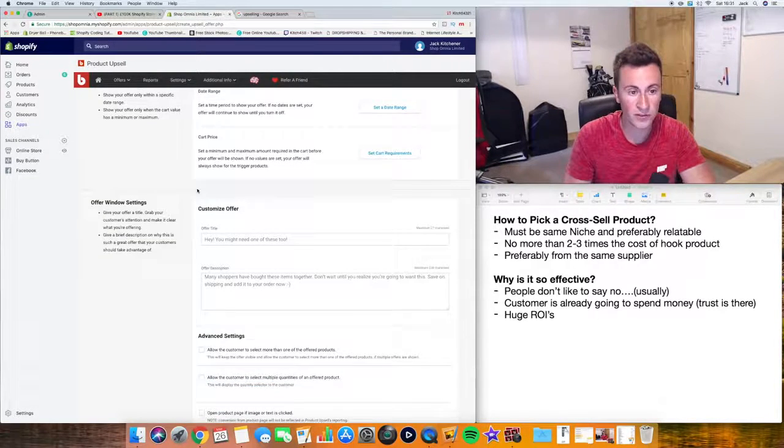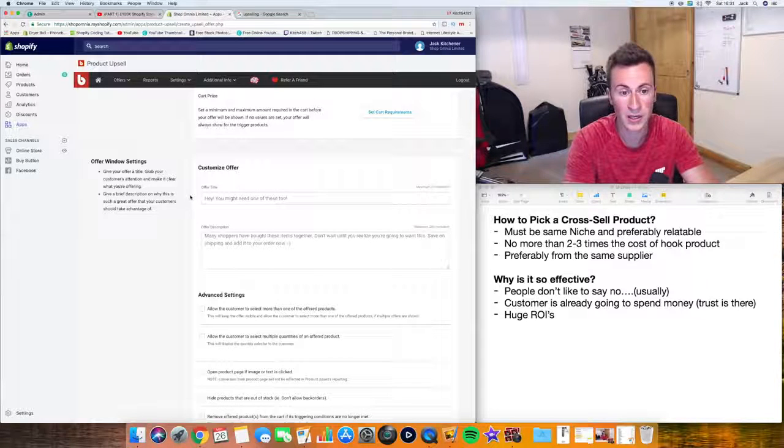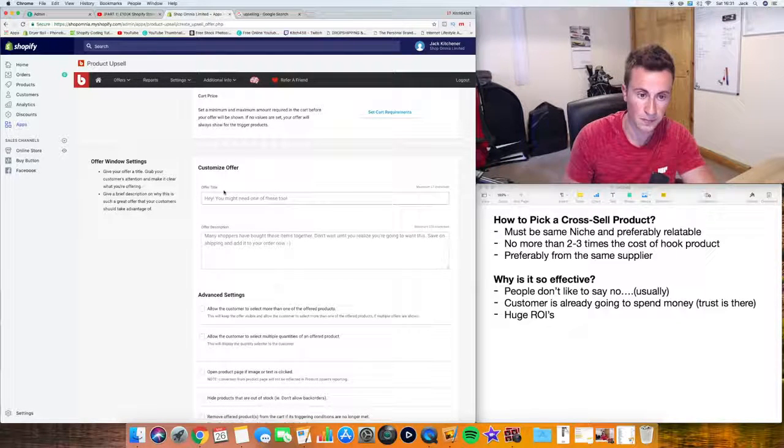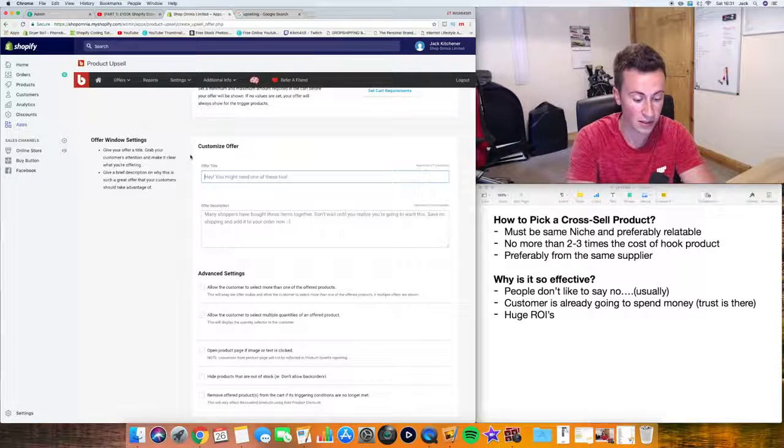Now, offer window settings. This is what your customer sees when the offer pops up, so it's important you get this right. Offer title, I always put a question in here. Just try and get your customers' attention. Getting them to read a question will get them thinking. So I usually go along the lines of, would you like this? They read that and think, would I like what? And then it just gets their attention even more.